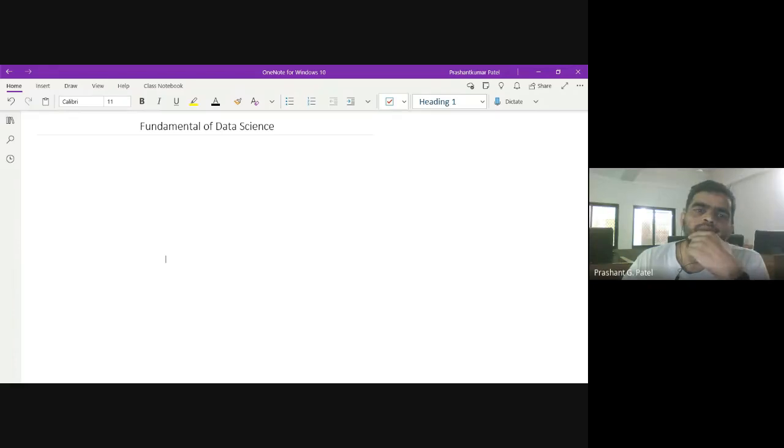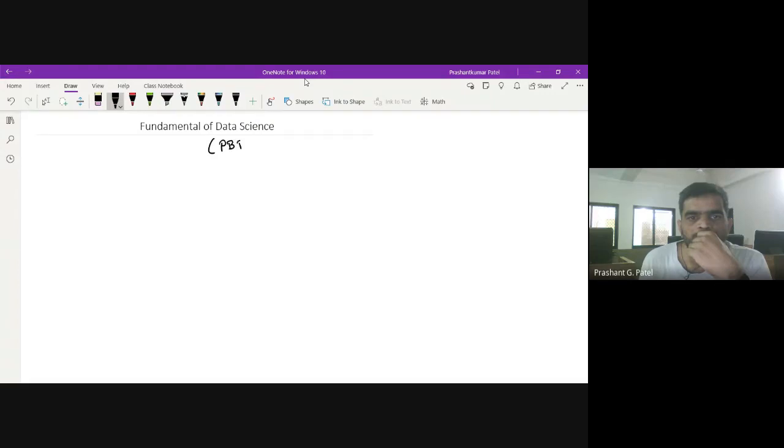So this paper, the Fundamentals of Data Science, the paper number is PBD 2801. It's basically for programming for big data. There are 6 units in this paper.